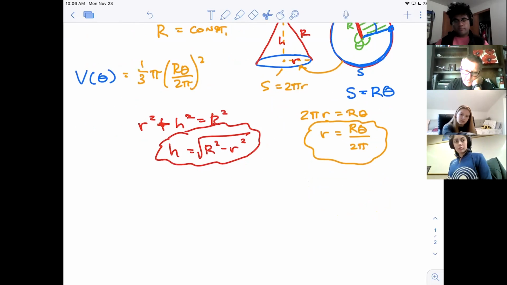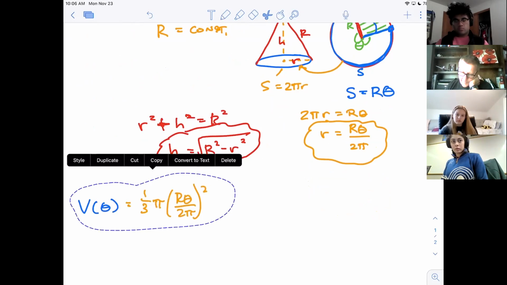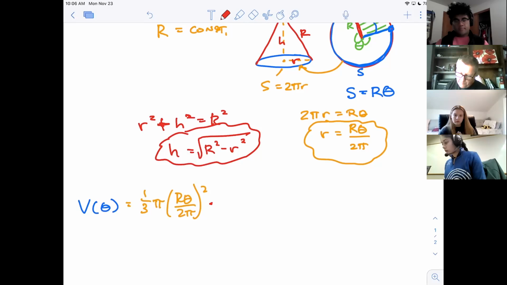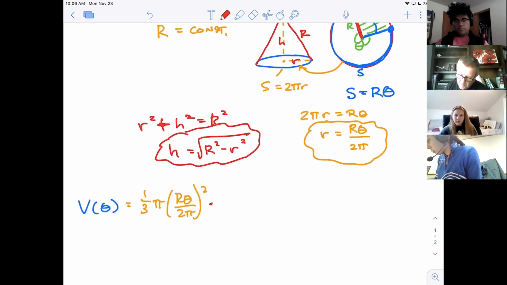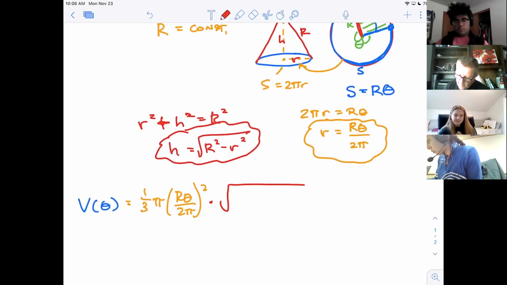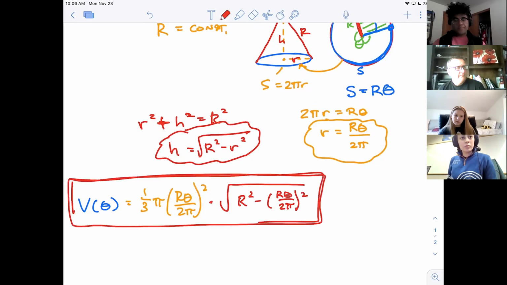So now I have all the ingredients that I need. So then if I replace that with H, so I'm just replacing my H up here with what I just discovered. So that's the square root of R squared, and then instead of r, I'm going to replace r with what it is. Then you now have the volume just from picking theta alone, which is really cool.